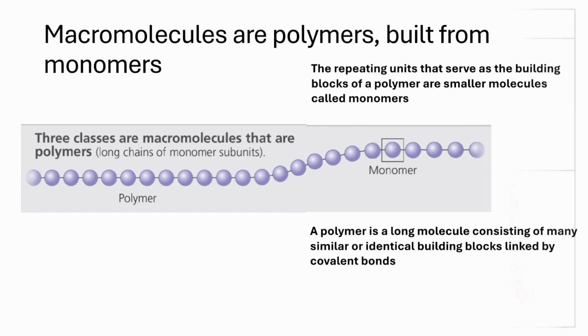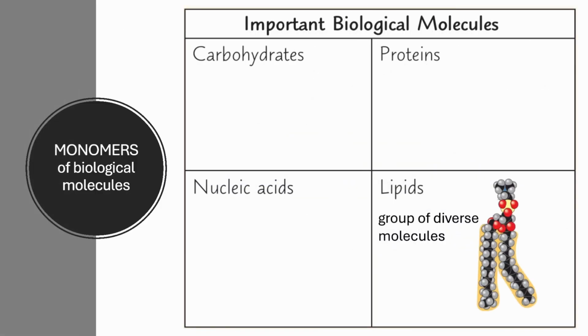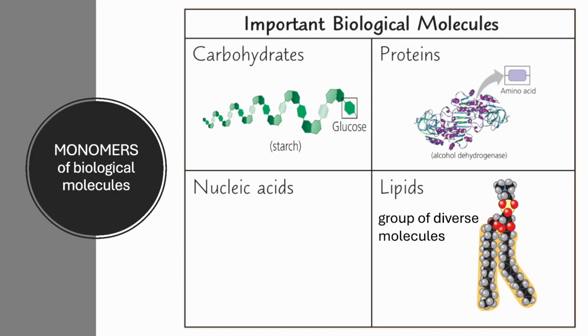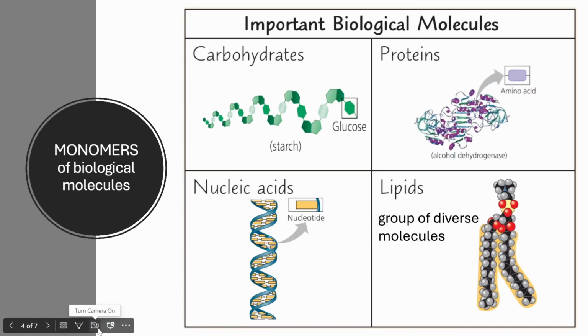For example, in the important biological molecules, the large macromolecule known as the carbohydrate is built from a glucose monomer. Similarly, proteins have a monomer which is known as the amino acid, while nucleic acids have the monomers known as the nucleotides. Let's look at the synthesis and breakdown of these polymers.